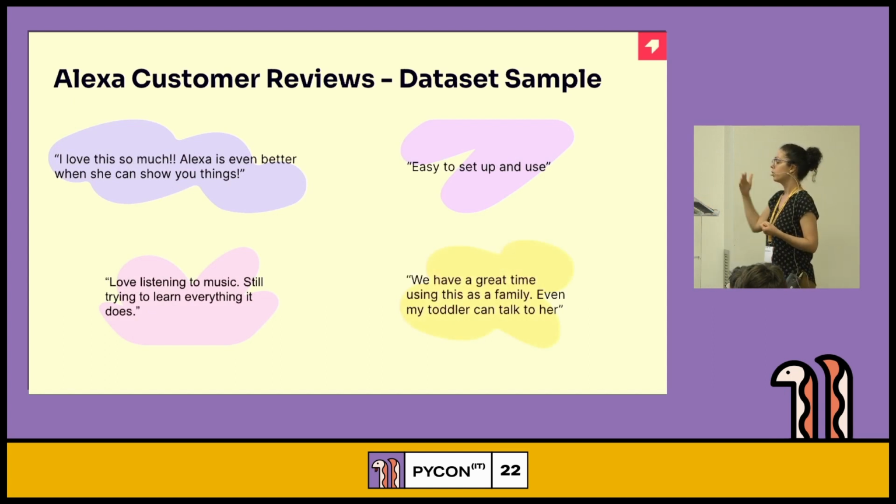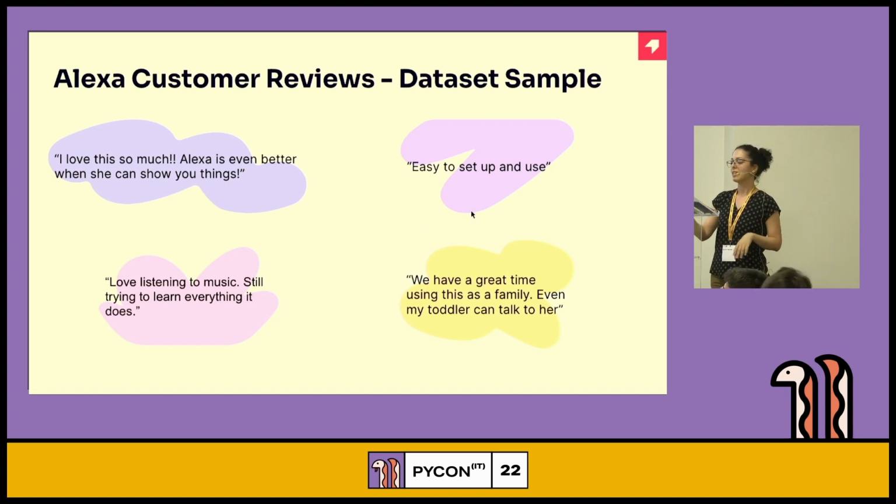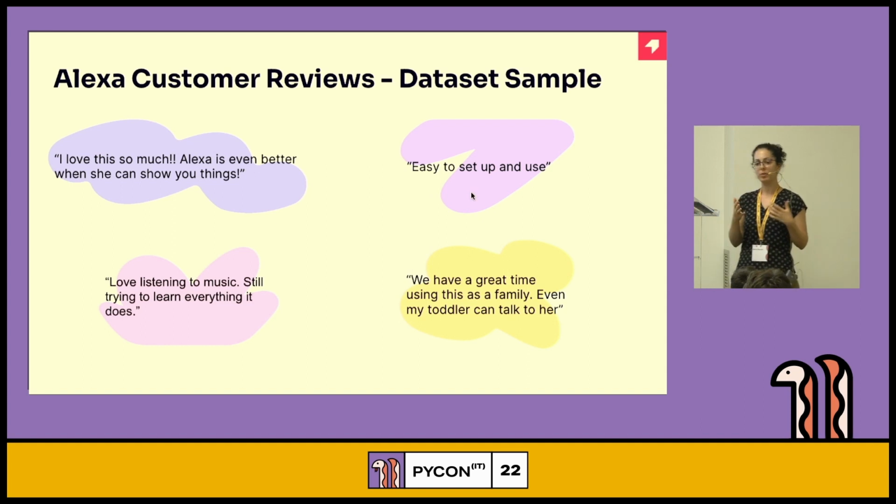It's just people that have reviewed Alexa products, and they're saying what they like or dislike about the product, customer reviews. So for example, they're saying it's easy to set up and use, and so on. This is a sample of the data set.